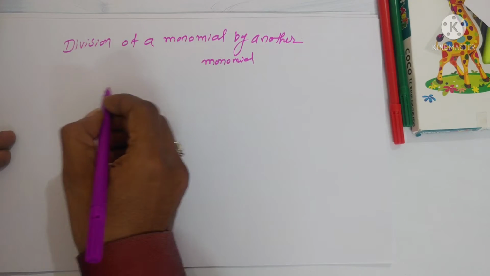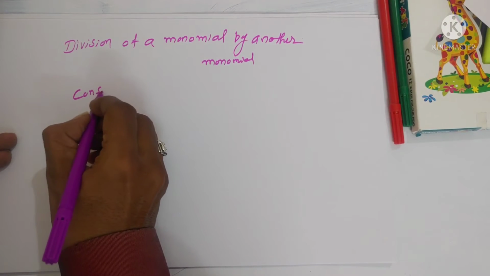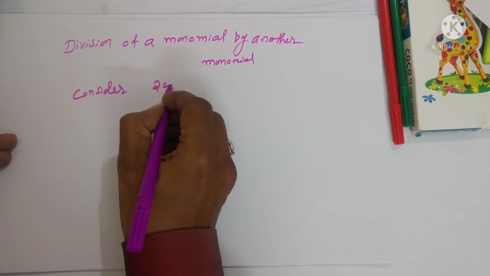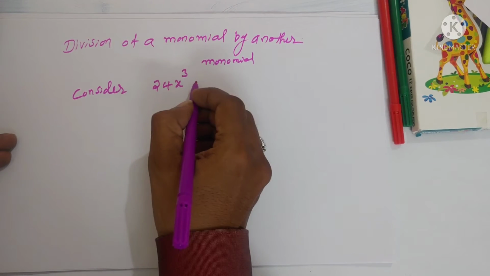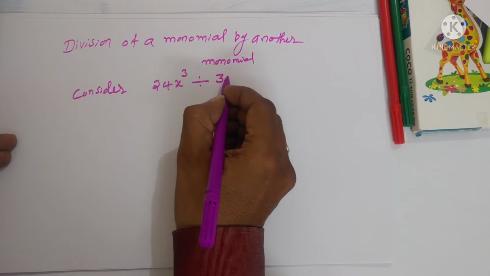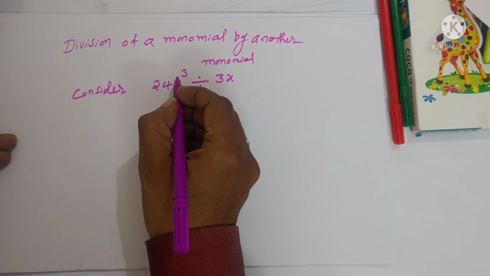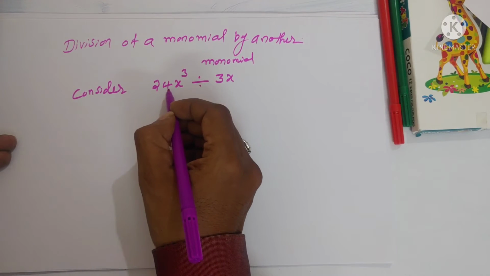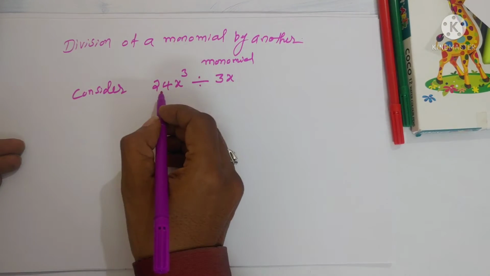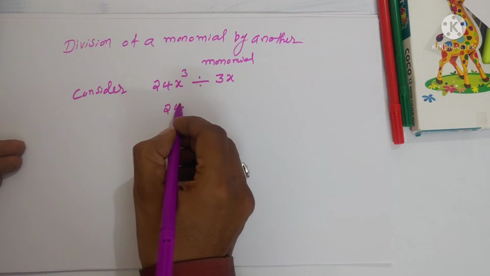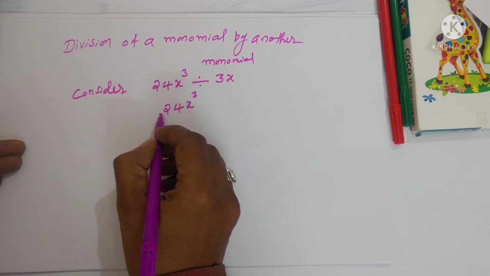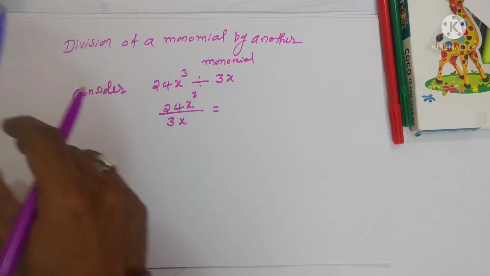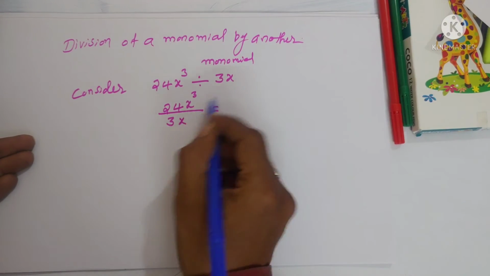Okay, children. Let us consider one sum here: 24x cube divided by 3x. An expression which has only one term is known as a monomial. So here in the numerator and denominator we have only one term. That's why these are called monomials. Now let us see this cancellation or division.